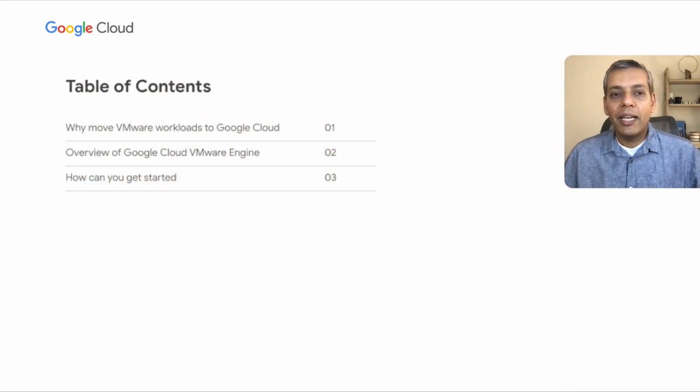So we'll learn today how Google Cloud VMware Engine finally makes it super easy for you to go from your VMware deployments on-prem to Google Cloud. We'll also learn what the service is all about, as well as some key advantages and use cases. And then we'll show you how to get started with the service with some cool demos along the way.